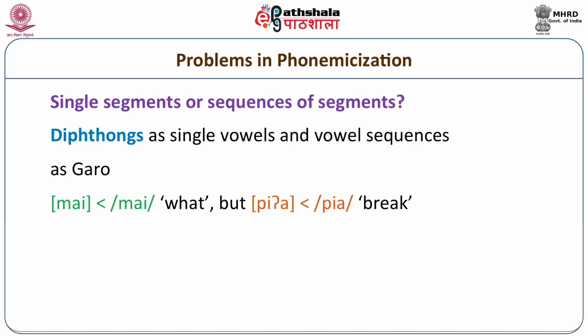For diphthongs, in Garo, a diphthong occurs with the hiatus, that is, absence of a break, but in a vowel sequence, a glottal stop is inserted. Thus, my means what, but pi means break. In the word my, I is a diphthong, but in the word break, ia is a sequence of two vowels. So, Garo very clearly distinguishes between diphthongs and sequence of vowels. But remember, not all languages do.